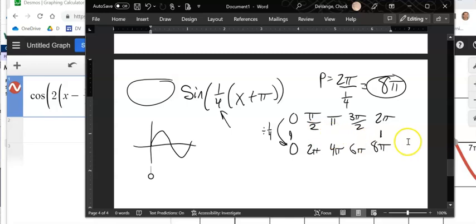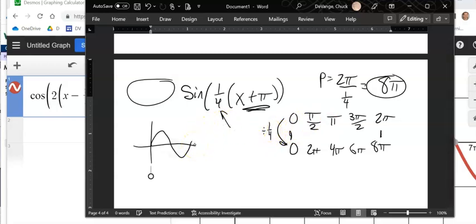Just a little symmetry thing I want you to notice here. Starts at 0, goes out to 8 pi before it starts repeating itself. Notice halfway is 4 pi. A quarter way is half of this, 2 pi. So this is going up by 2 pi, up by 2 pi, up by 2 pi, up by 2 pi. You can also get this first piece that way instead of doing the multiplication and division.